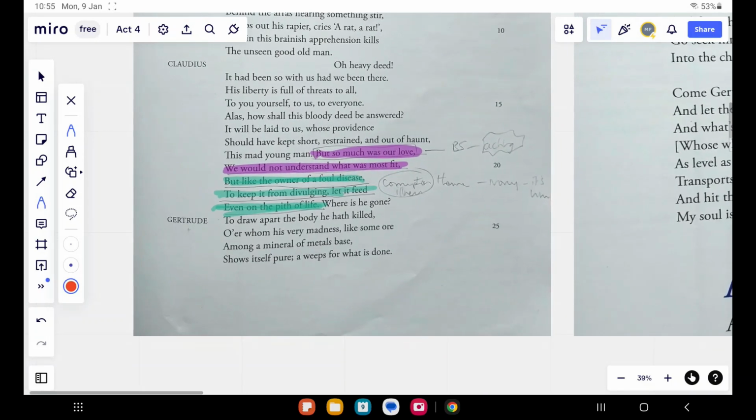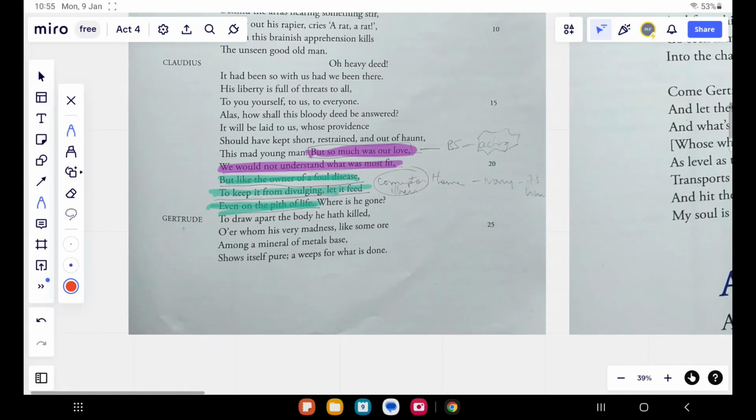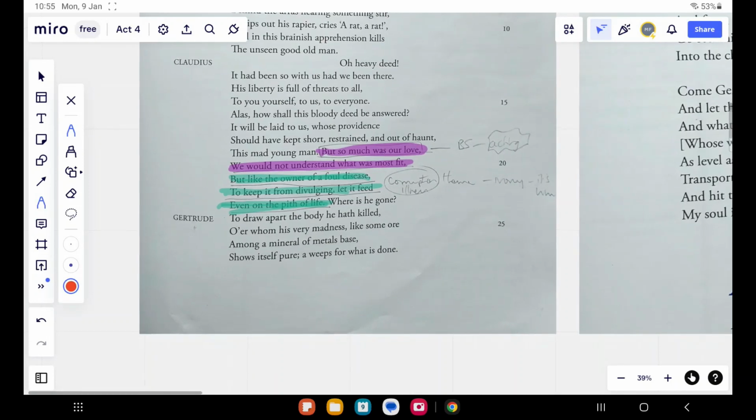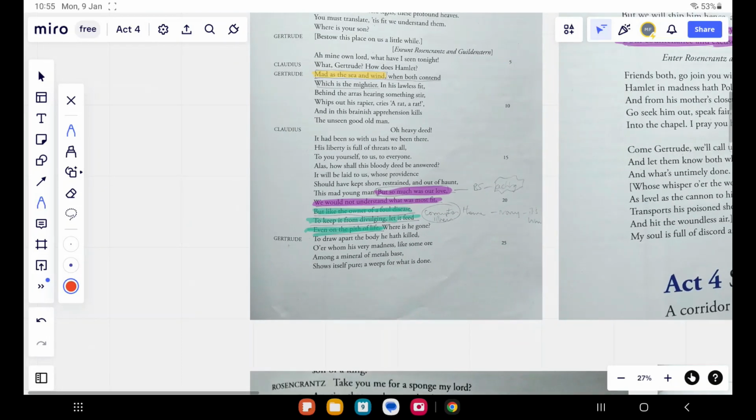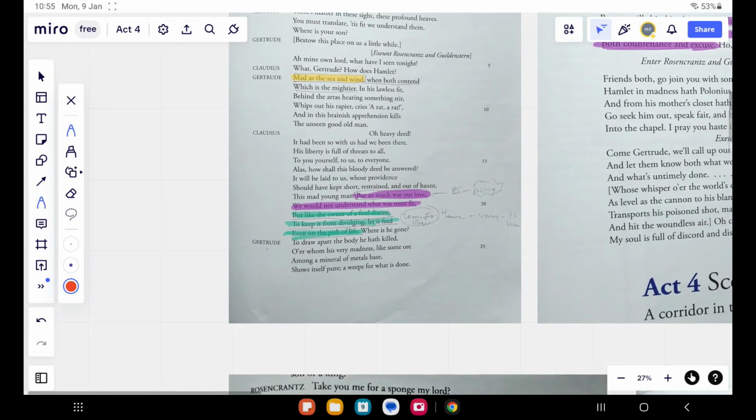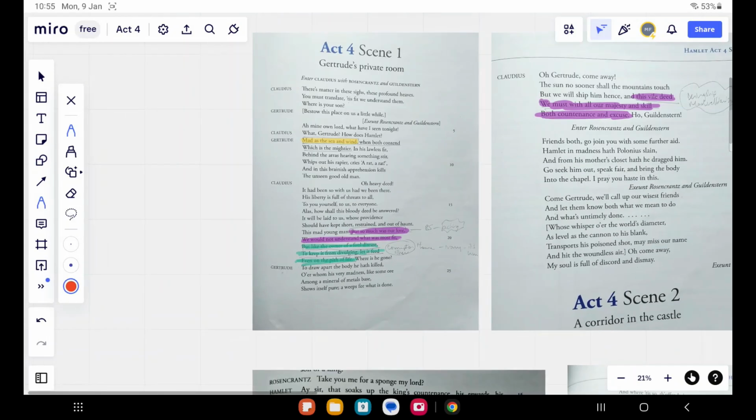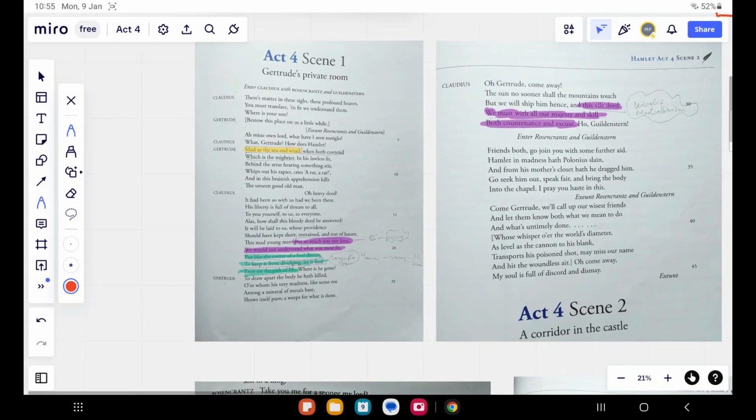And then we get some of the corruption/illness motif. "But like the owner of a foul disease, to keep it from divulging, let it feed even on the pith of life." This is ironic as well, isn't it? Because he could be speaking about himself here with what he's done, and we know that he has those thoughts from the chapel scene where he confesses that.